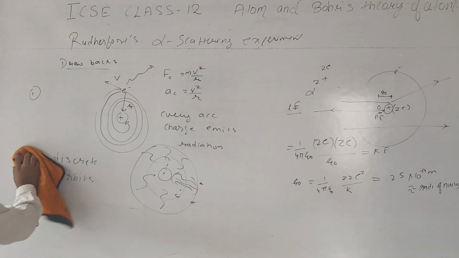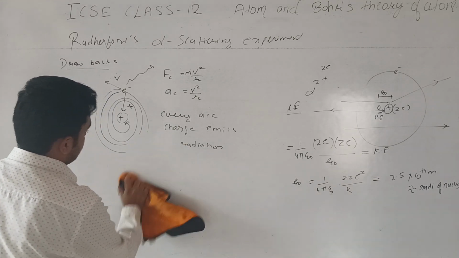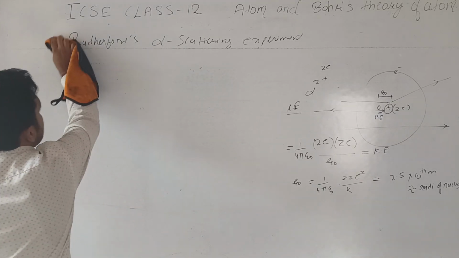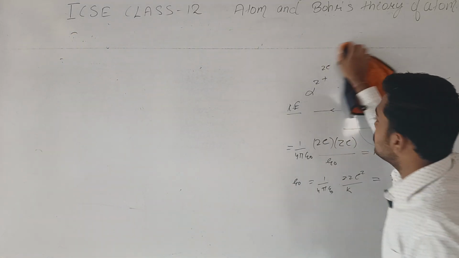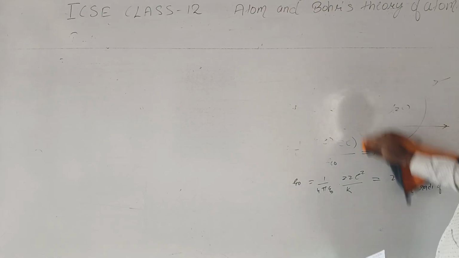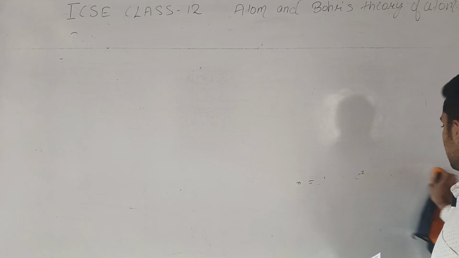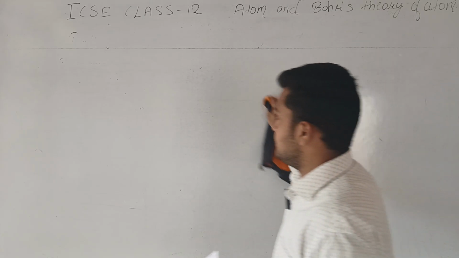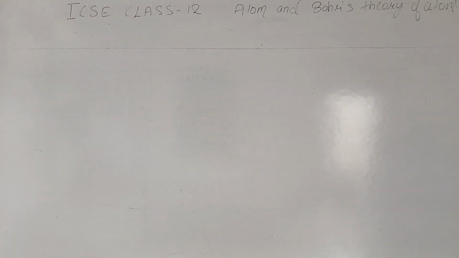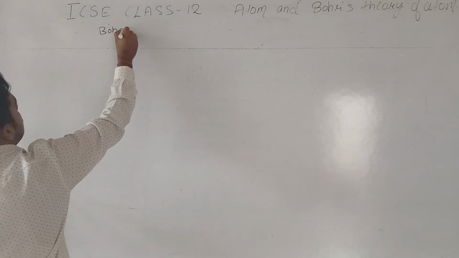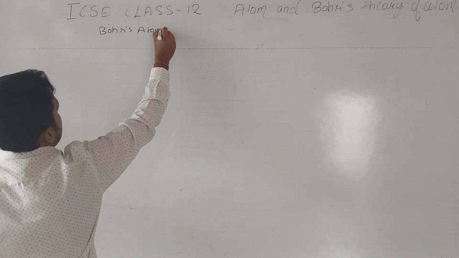Next we'll come to Bohr's theory of atoms. According to Bohr, electrons are revolving in fixed orbits and the energy of the electrons is quantized. So we will discuss Bohr's atomic model in detail.